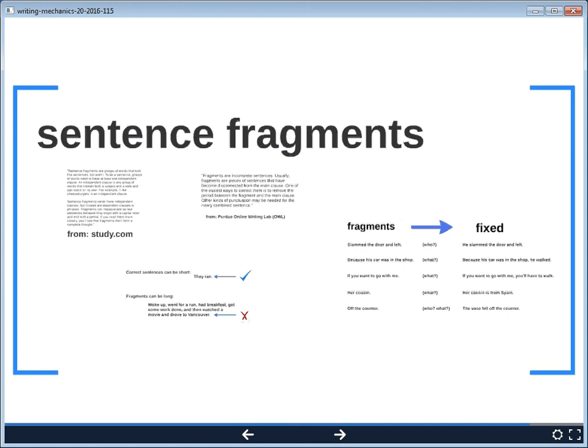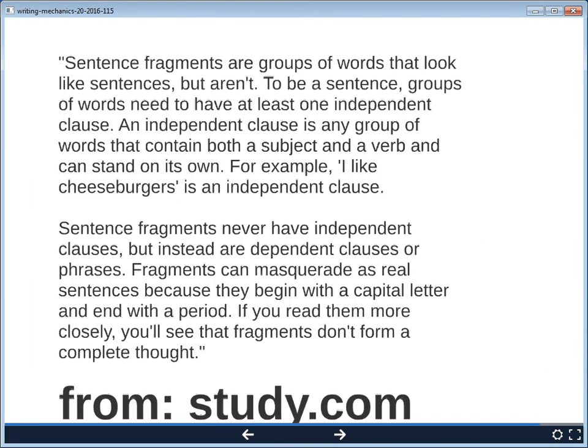One of the most common things I point out are sentence fragments. Here are a couple of different definitions. This one from study.com. I'll leave you to read it in more detail yourself, but to quote parts of it, sentence fragments are groups of words that look like sentences, but aren't. I like the idea that fragments can masquerade as real sentences because they begin with a capital letter and end with a period. But if you read them more closely, you'll see that fragments don't form a complete thought.